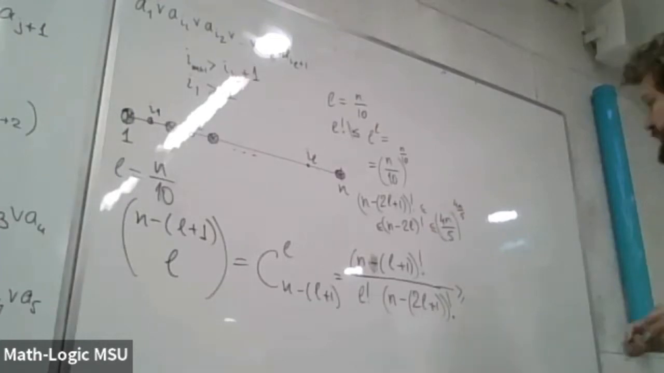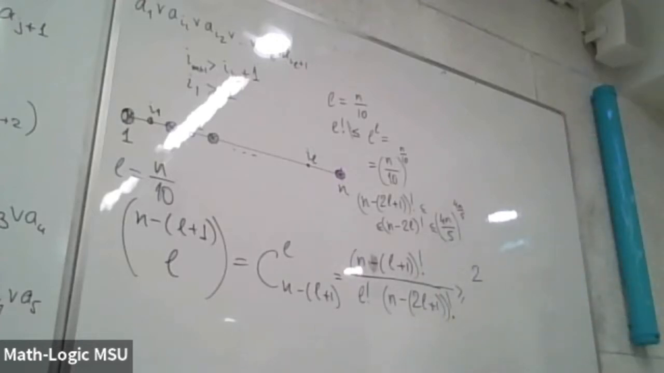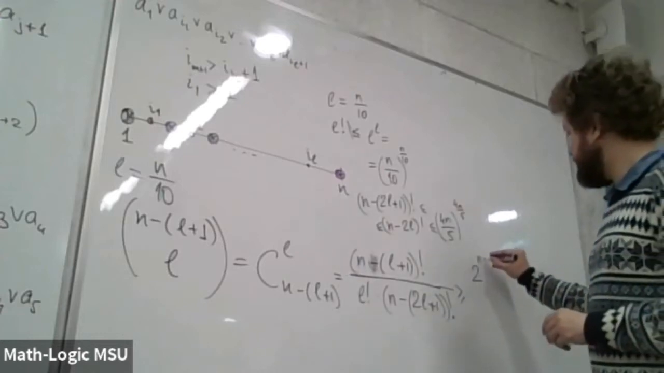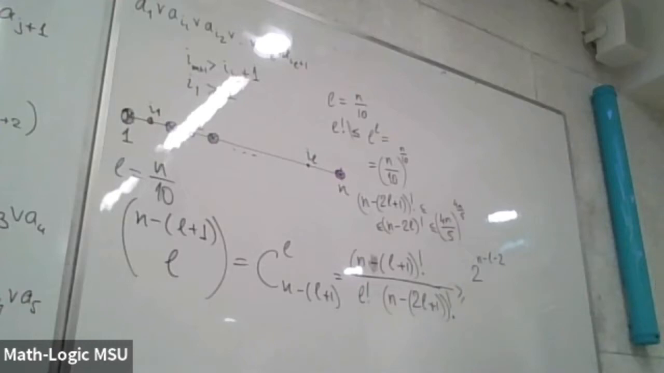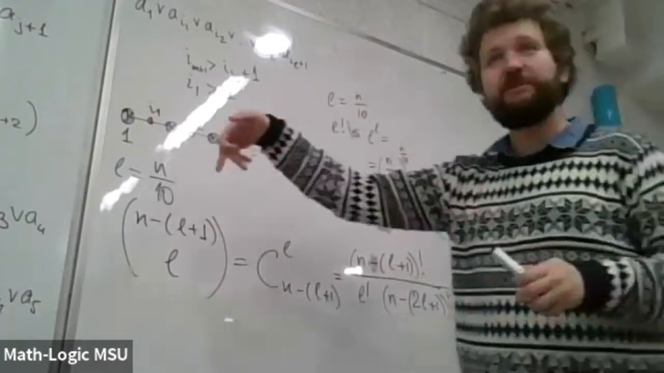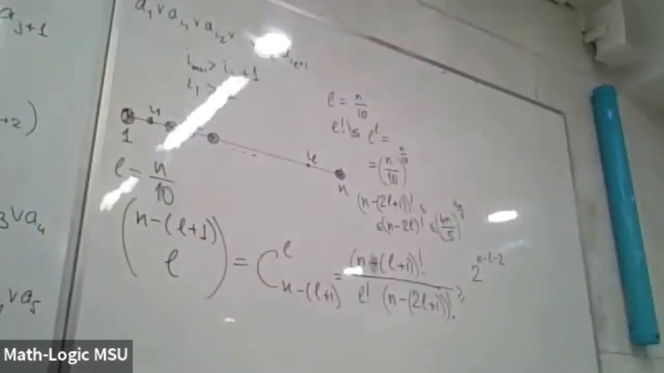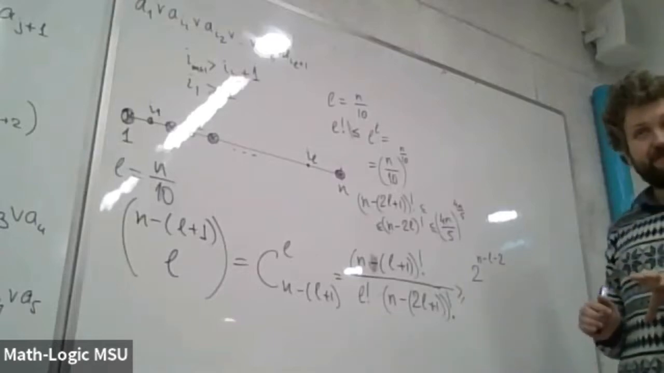And now greater or equal. So this guy should be greater or equal than, I don't know, 2 to the power of n minus L minus 2. Because what is here? It's 1 by 2 by 3 by etc. Starting with 2, all these guys are greater or equal than 2. So there are that many guys here who are greater or equal than 2. So just a rough idea.